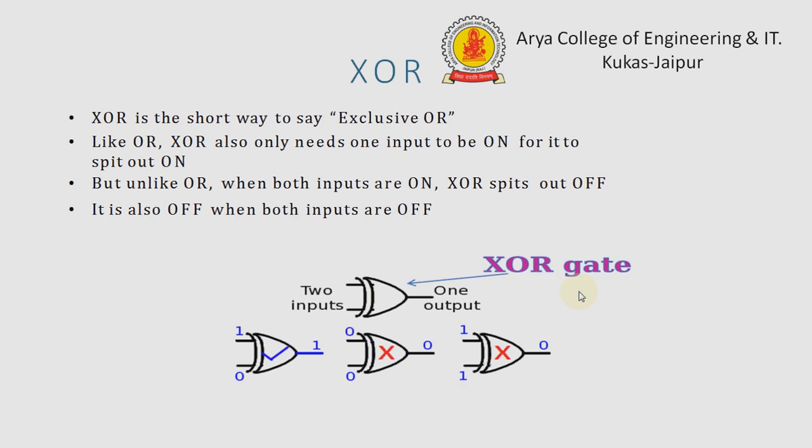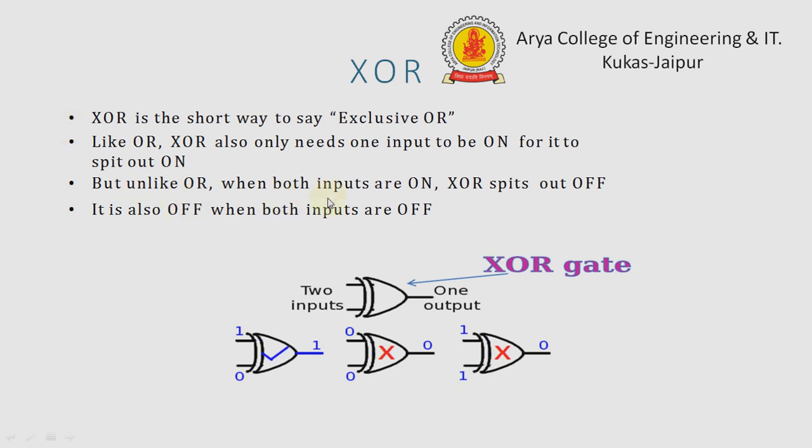So now this is the next gate, the XOR gate. XOR is the short way to say exclusive OR. So this gate is the exclusive OR gate. Like OR, XOR also only needs one input to be on for it to spit out on. That means to say, if only one input is high, that gives the high output.